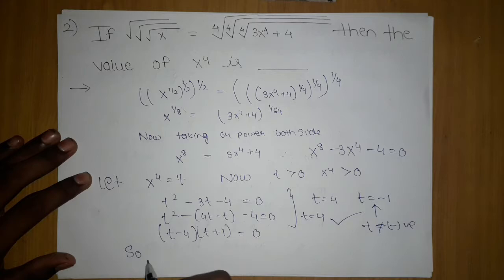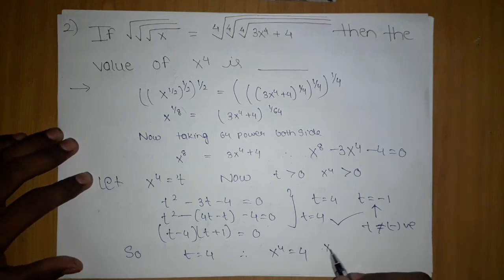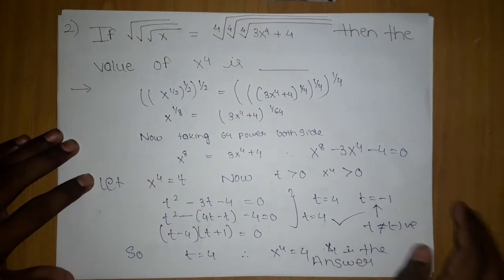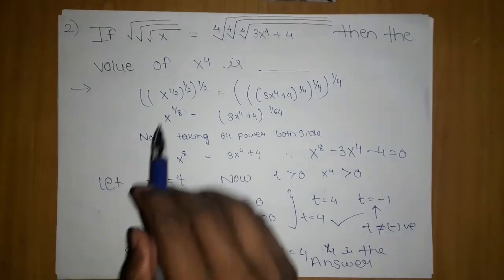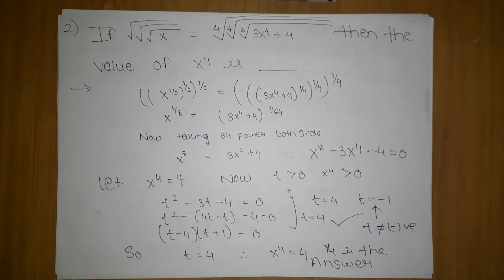So, we know t equals 4, and t is x raised to 4, so x raised to 4 equals 4. So 4 is the answer. Okay guys, 4 is the answer. So for this problem, your power concept should be strong to solve it. And this was a good problem, not very difficult, a moderate level JEE Main problem.